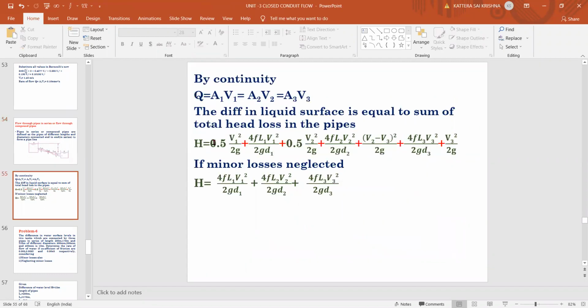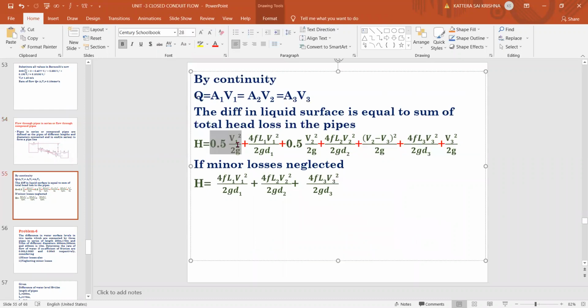Okay, so what we'll do, the total head losses in the pipes are nothing but these values. So this is the loss because of the inlet of the pipe. Already these 7 formulas we have seen for the minor losses in yesterday's class. So the formula for inlet loss is 0.5 V1 square by 2g, where V1 is the velocity in the first section of the pipe. Okay, so this is the inlet loss plus the frictional loss in the first pipe, which is given by 4fL1V1 square by 2gD1.